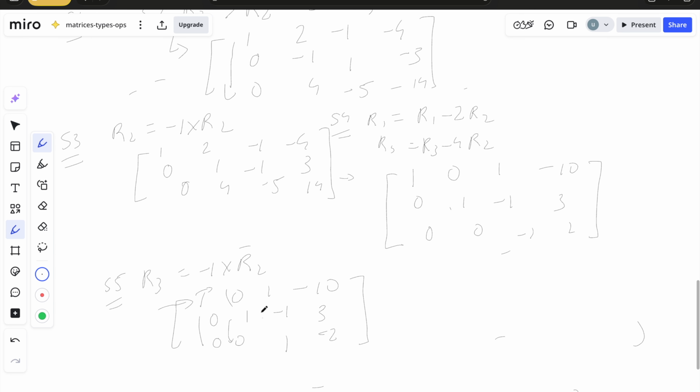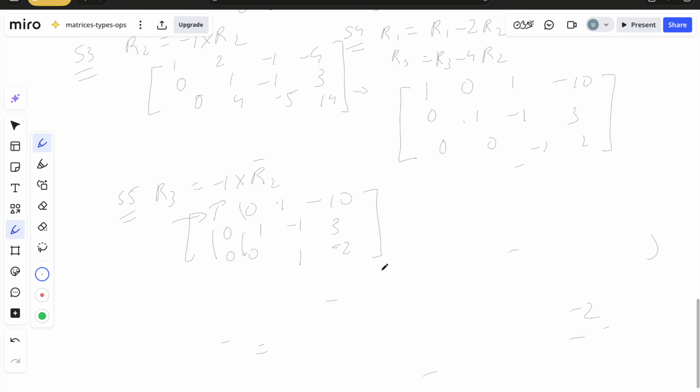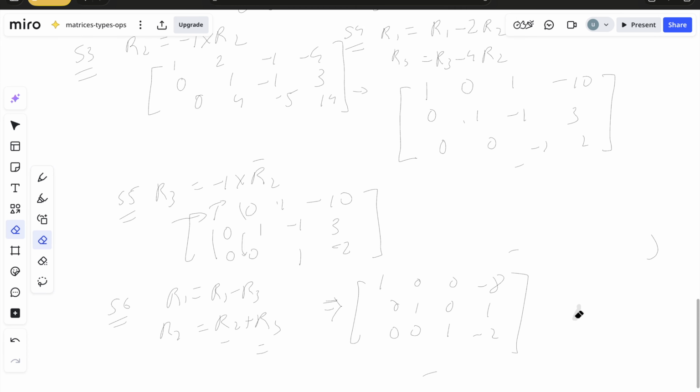For the third row, you can still observe 1 and minus 1. So we will do a last transformation to reduce that. Let's do it. Step 6 will be R1 equals R1 minus R3, R2 equals R2 plus R3, which implies the reduction to 1 0 0 minus 8, 0 1 0 1, 0 0 1 minus 2, right? So we have here the row reduced echelon form.